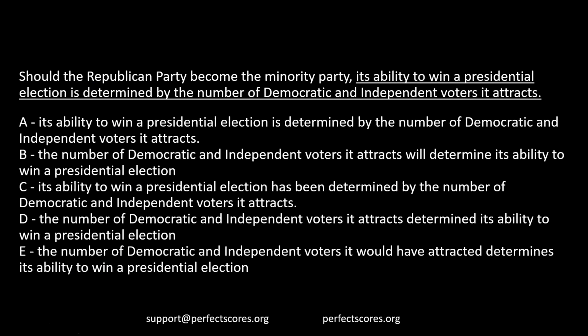So first things first, look at the sentence. Should the Republican Party become the minority party? Its ability to win a presidential election is determined by the number of Democratic and independent voters it attracts. So should the Republican Party become the minority party? Now, this is talking about a hypothetical situation. For example, should you try the test?